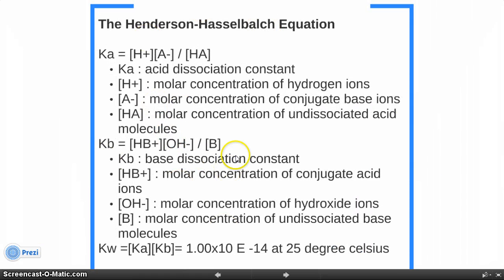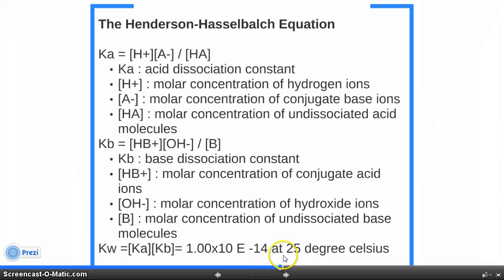So this right here is just a breakdown of the Henderson-Hasselbalch equation, Ka and Kb. You can stop the video right here if you want to read it.